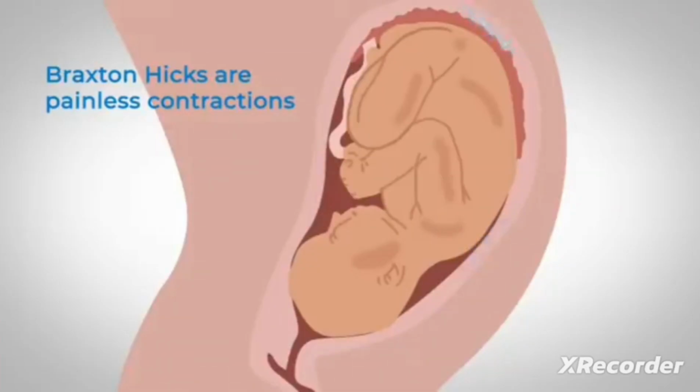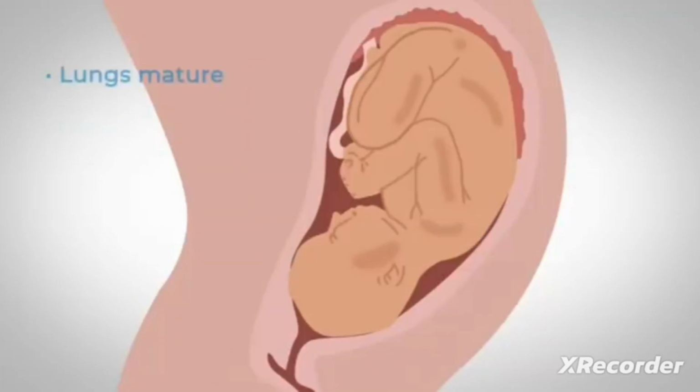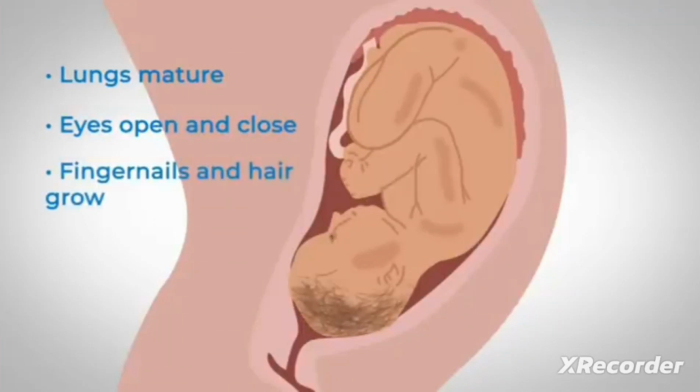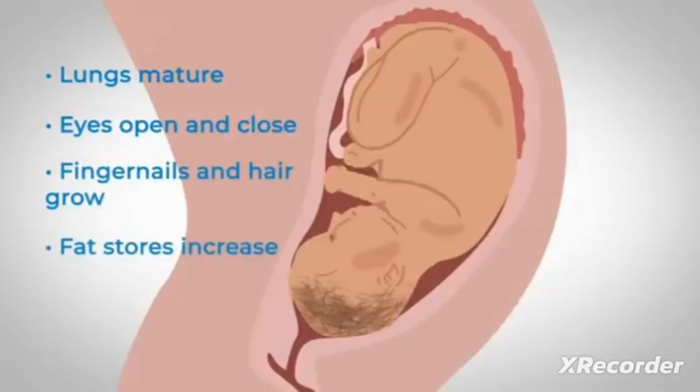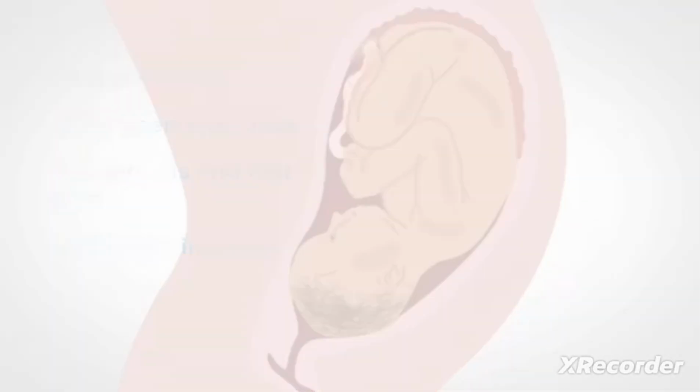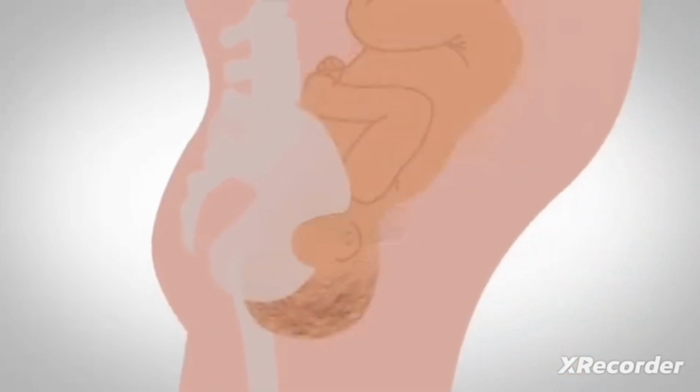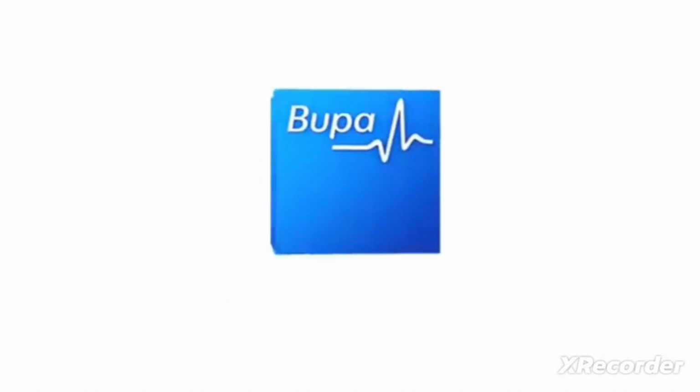Your baby's lungs mature, even though they won't work properly until birth. His or her eyes will start to open and close, and their fingernails and hair will grow. Your baby's fat storage will increase in preparation for the birth. Toward the end of your pregnancy, your baby will prepare for birth by dropping down into your pelvis. It won't be long now until you meet your baby.